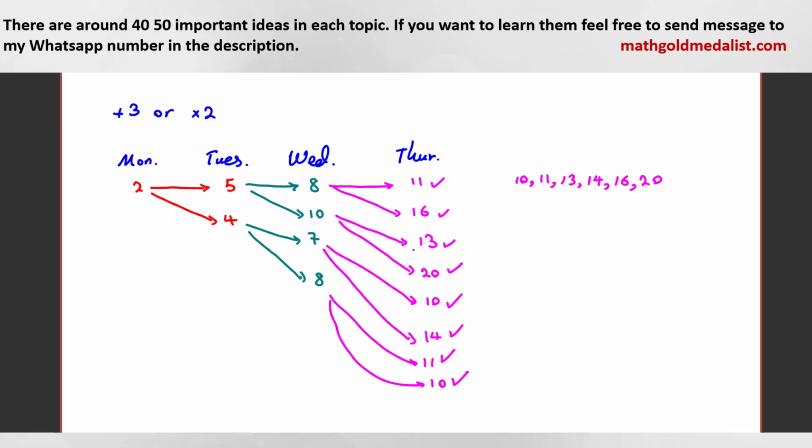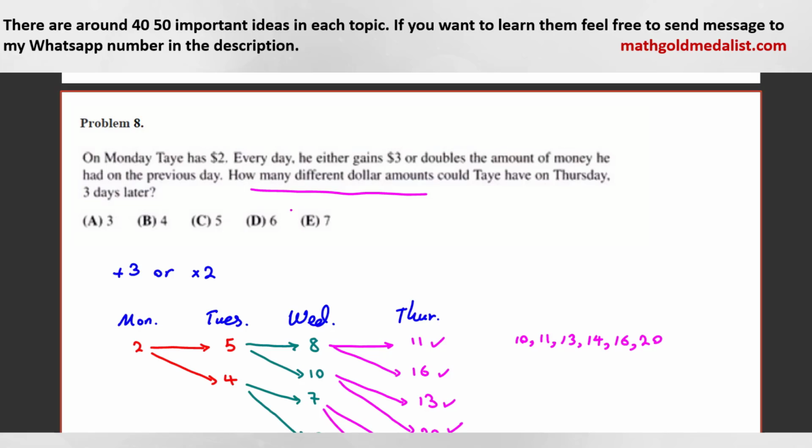Okay, so how many different values are there in this problem? 1, 2, 3, 4, 5, 6. So the correct choice is what? Is choice D, which is 6. Okay, so again we can consider we solved this problem. We've written all cases.